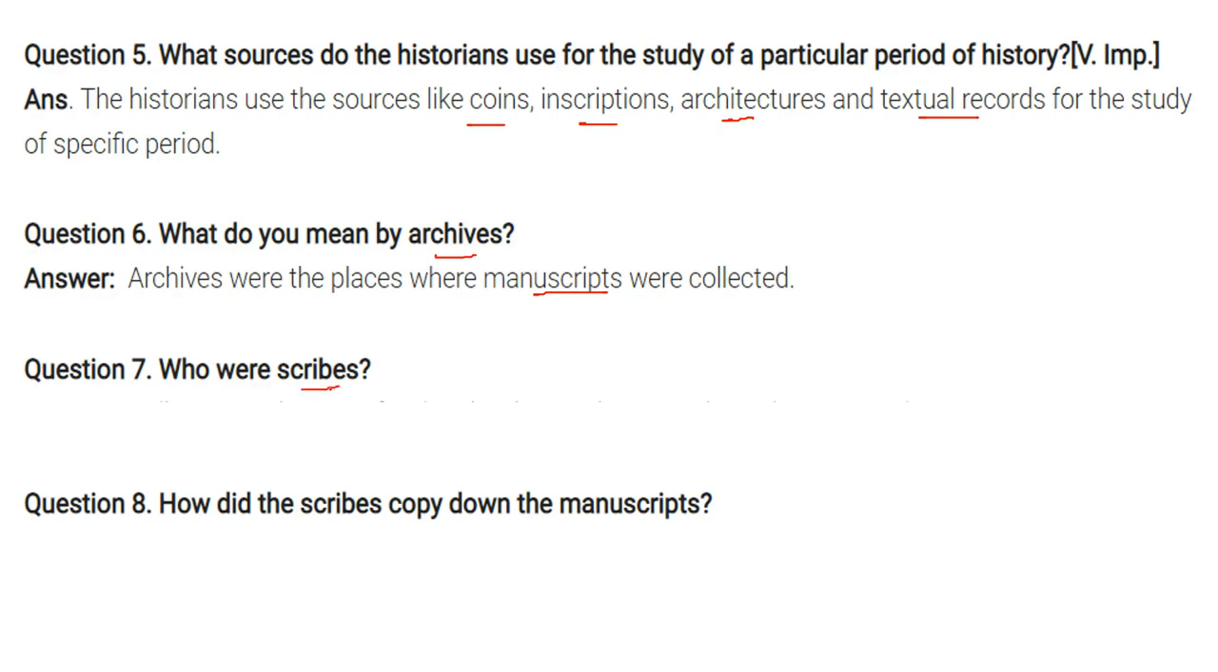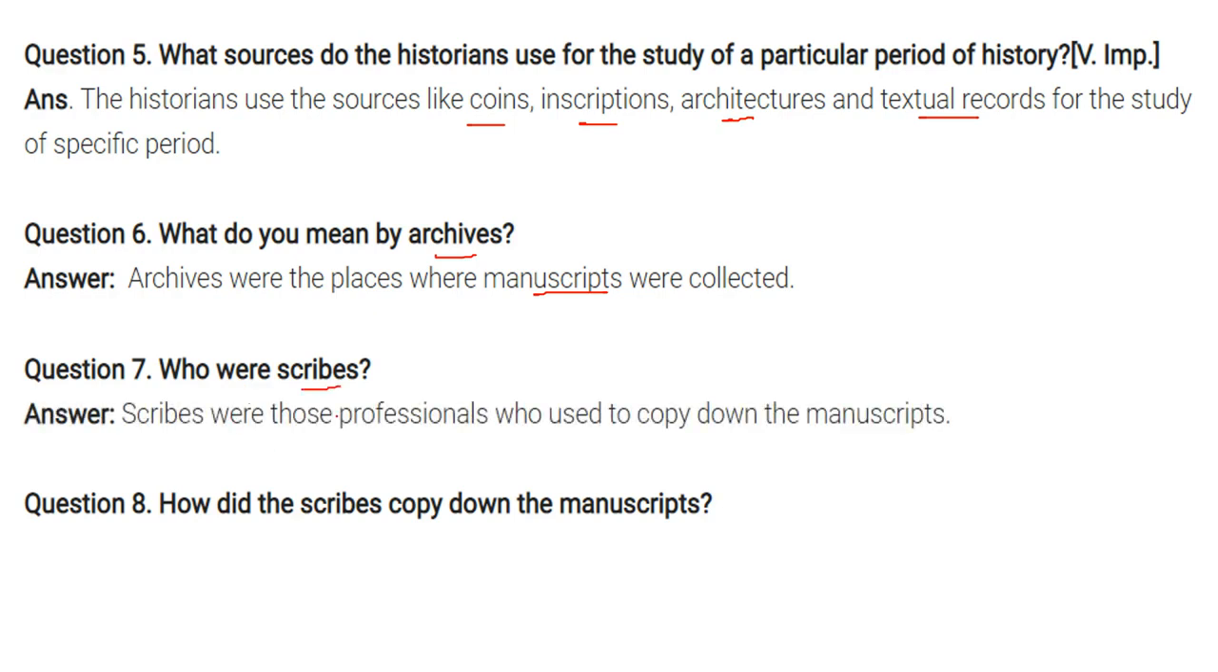Who were scribes? So scribes were those professionals who used to copy down the manuscripts. How did the scribes copy down the manuscripts? Scribes copied down the manuscripts by their hands.